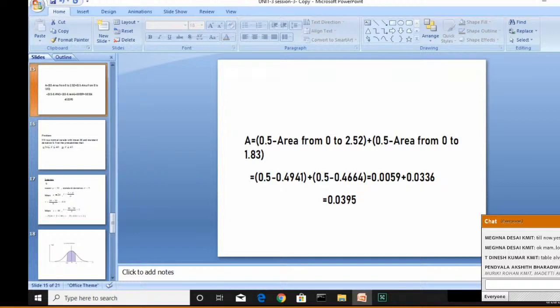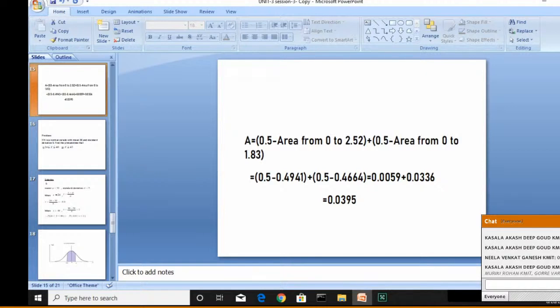Let me tell what we have learned today: the standard normal distribution. What are its properties? What is the mean of the standard normal distribution? 0. Variance of the standard normal distribution is 1. Next, what is the area under the normal curve, from minus infinity to plus infinity? That is also 1. Now the area from minus infinity to 0, how much is it? 0.5, not 1. Similarly 0 to infinity is also 0.5.